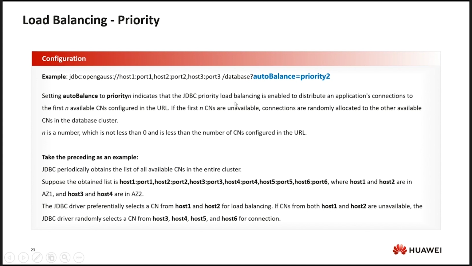Then priority N is the second policy. You need to put auto balance equals priority 2, like this example. Here there are 3 hosts. Priority 2 means the first 2 hosts are in priority, which means the JDBC will only find the first and the second. If the first host and the second host are both not available, the third host will be reachable at this time. Otherwise, host 3 will never be accessed.